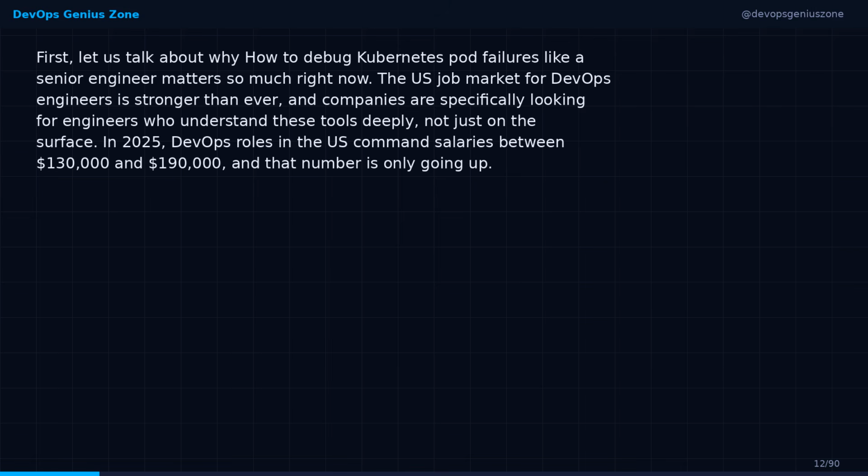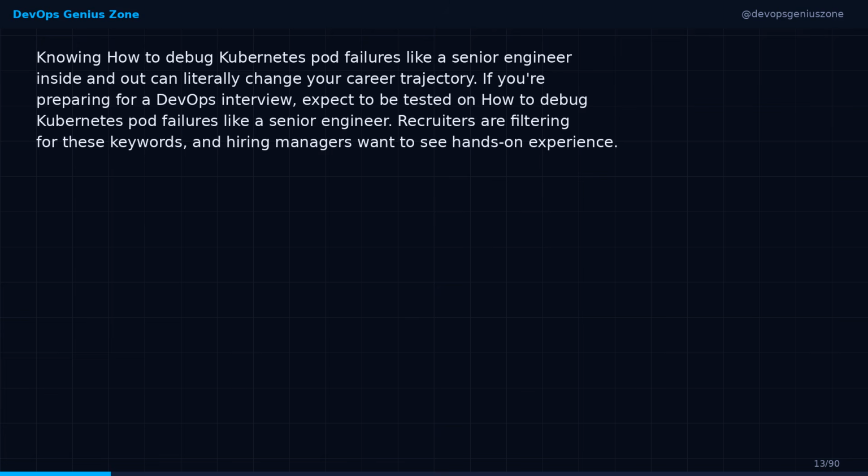Knowing how to debug Kubernetes pod failures like a senior engineer inside and out can literally change your career trajectory. If you're preparing for a DevOps interview, expect to be tested on how to debug Kubernetes pod failures like a senior engineer. Recruiters are filtering for these keywords, and hiring managers want to see hands-on experience. I've heard from candidates who landed offers simply because they could discuss how to debug Kubernetes pod failures like a senior engineer in depth during a technical round.